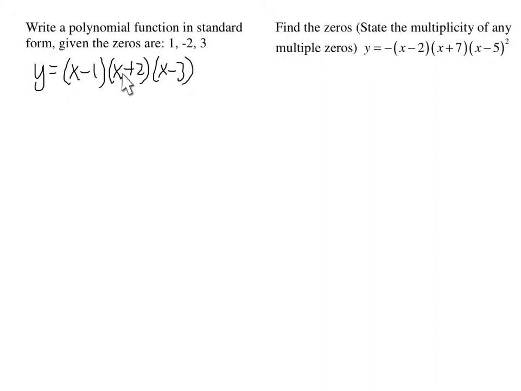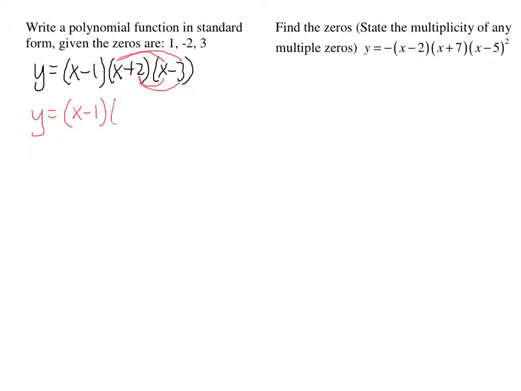All right, so let's FOIL this out. It doesn't matter which one we choose first. I'm going to FOIL these two first. It doesn't matter which ones. I'm going to choose the second two. So I'm going to multiply this times this times this, that times that, and that times that. And what we'll end up with is y equals x minus 1.